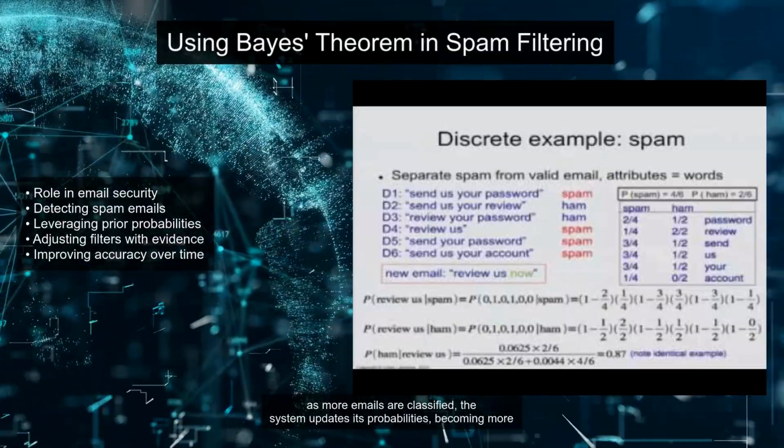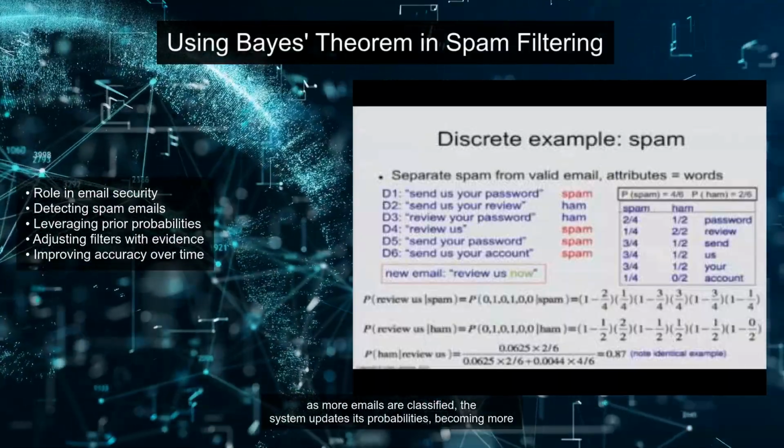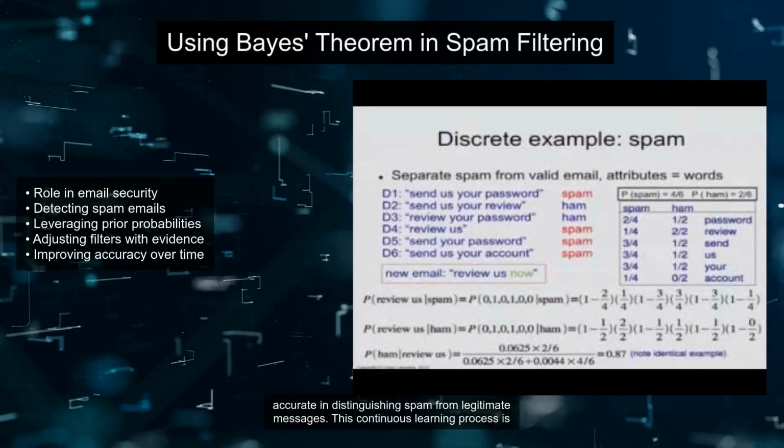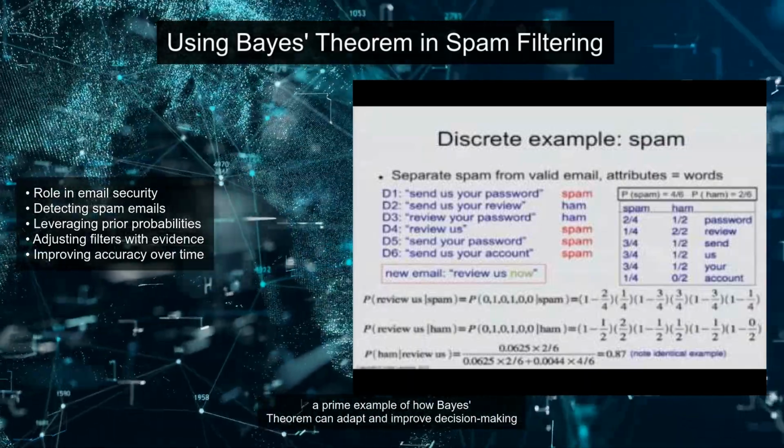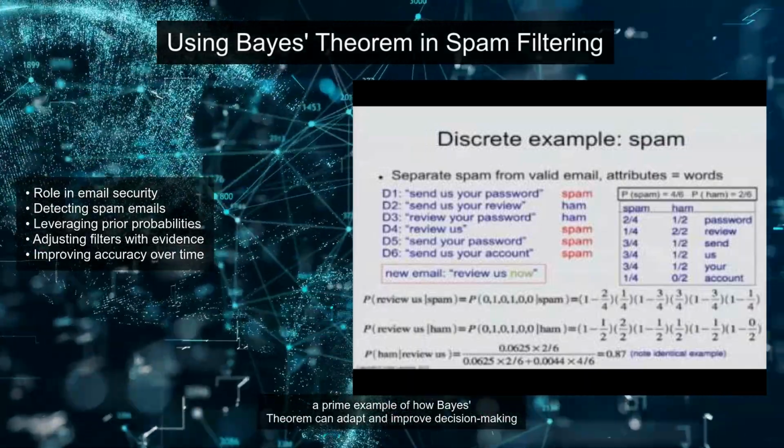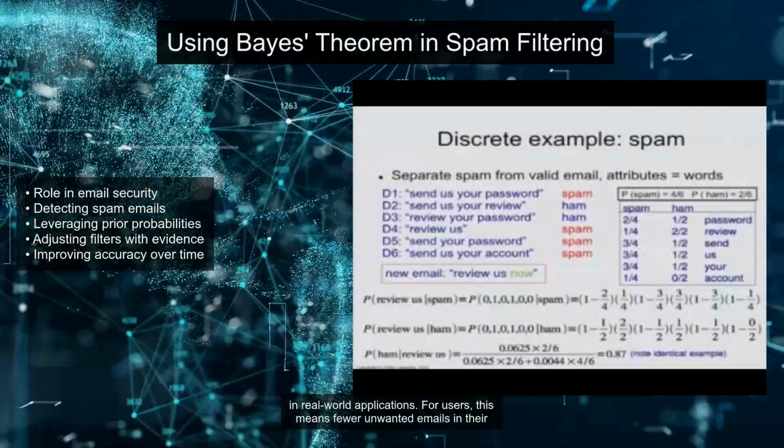Over time, as more emails are classified, the system updates its probabilities, becoming more accurate in distinguishing spam from legitimate messages. This continuous learning process is a prime example of how Bayes' theorem can adapt and improve decision-making in real-world applications.